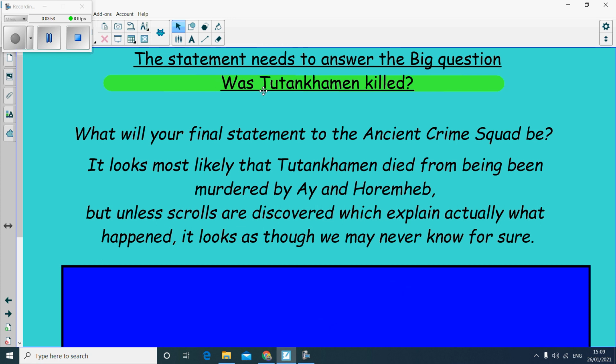So once again, a title, was Tutankhamun killed? Write about a paragraph with your explanation, and then a final statement basically saying what you think happened, and obviously that we'll never know. This is going to be a mystery for a long time to come.